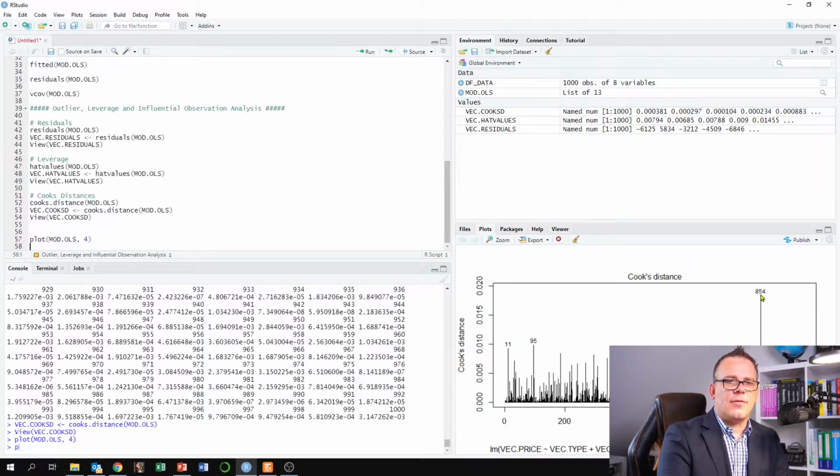And we see 854 is very, very extreme. I think 94 and 11 are also extreme. So why not remove those 3 observations? The rest is seemingly very much in line here. Remove those 3 observations and check whether they have influential power on our OLS regression results. That's a good way to handle the problem of outliers, leverage, and influential observations.